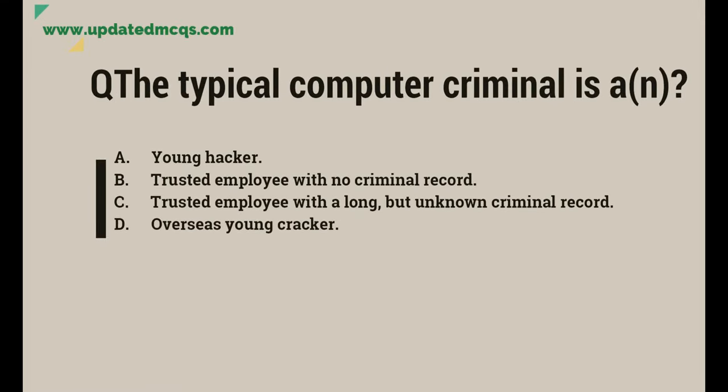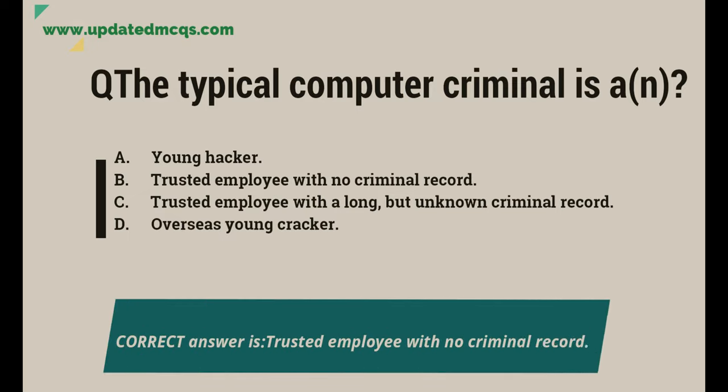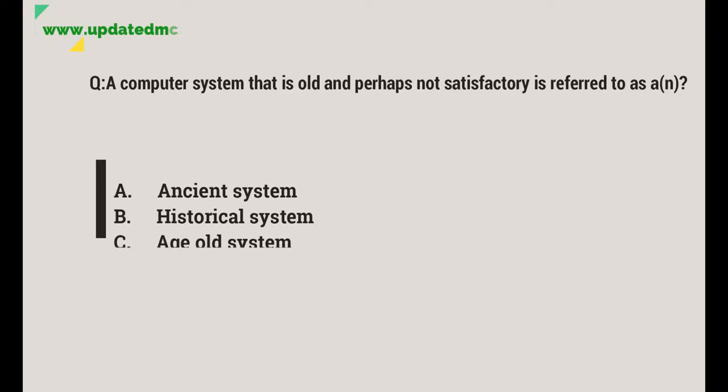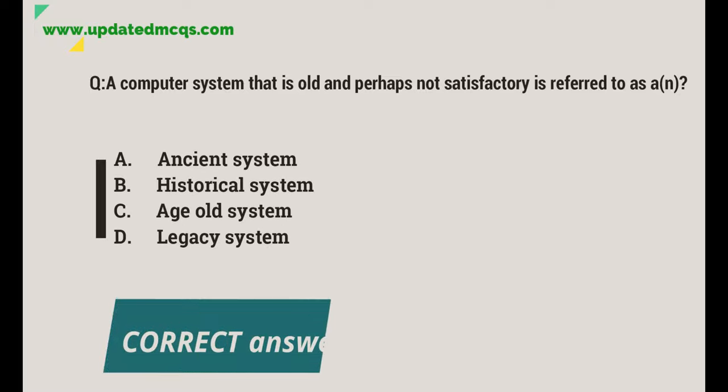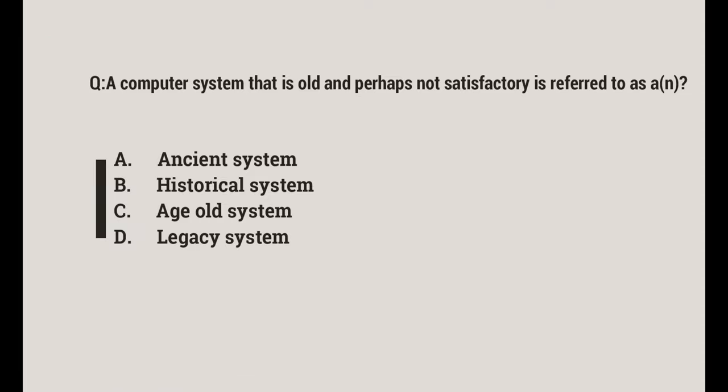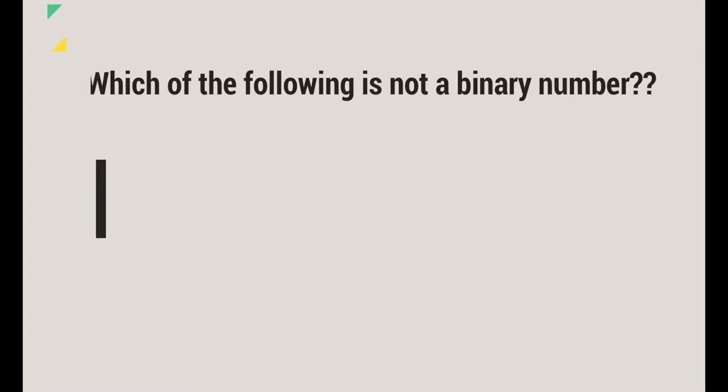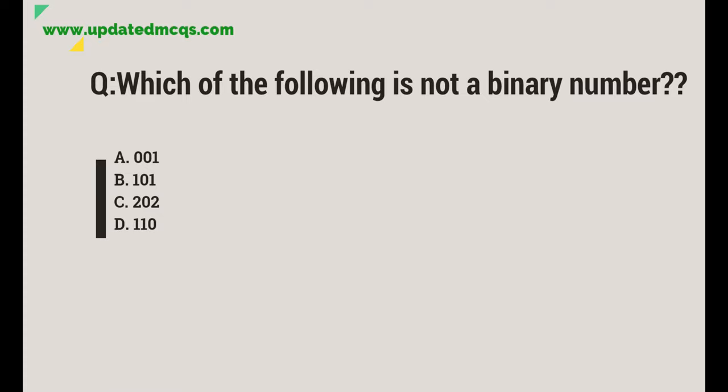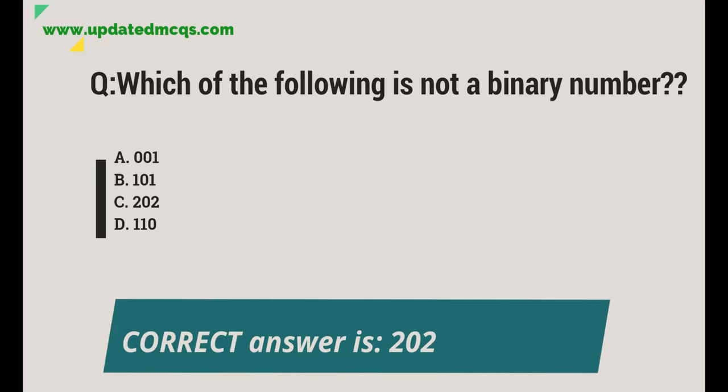The typical computer criminal is a trusted employee with no criminal record. A computer system that is old and perhaps not satisfactory is referred to as a legacy system. Which of the following is not a binary number? 202. Binary numbers are 0 and 1.